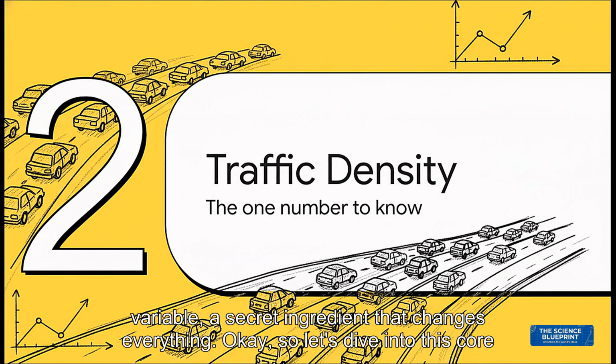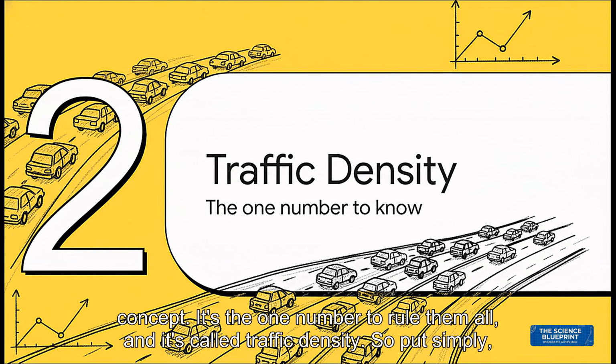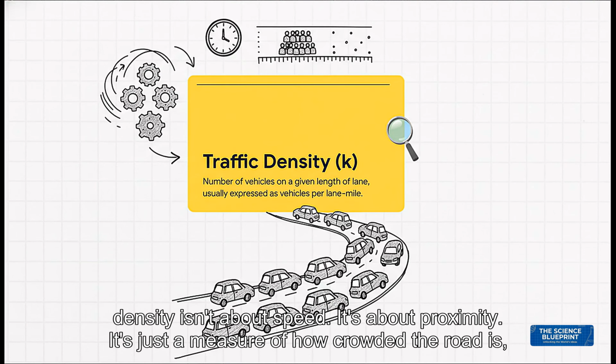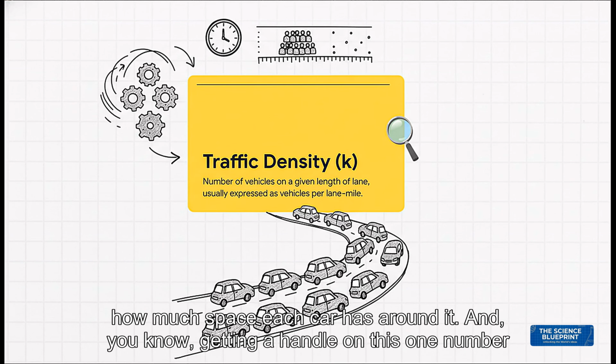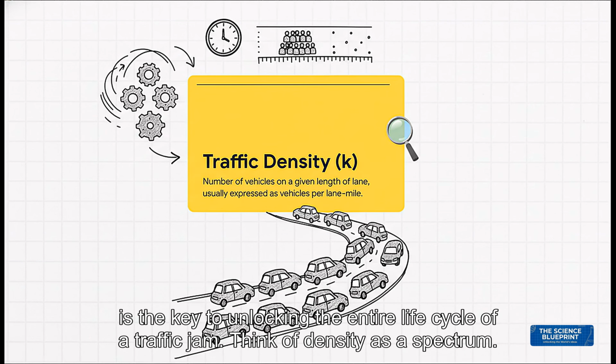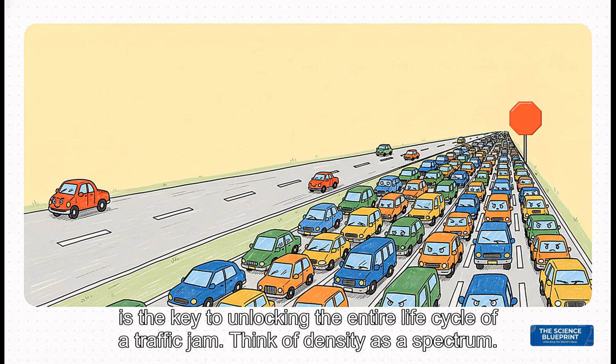Okay, so let's dive into this core concept. It's the one number to rule them all, and it's called traffic density. So, put simply, density isn't about speed, it's about proximity. It's just a measure of how crowded the road is, how much space each car has around it. And, getting a handle on this one number is the key to unlocking the entire life cycle of a traffic jam. Think of density as a spectrum.